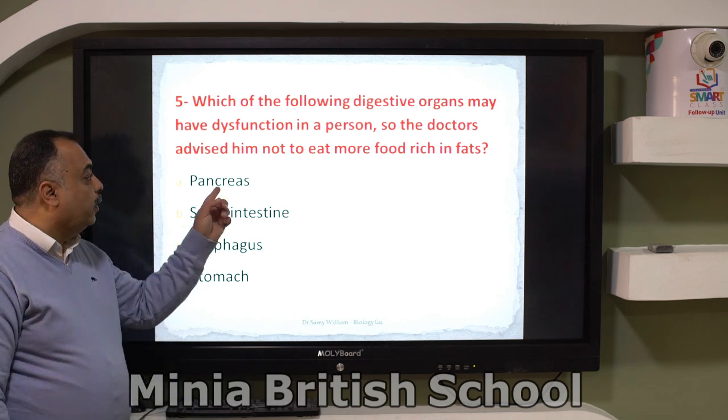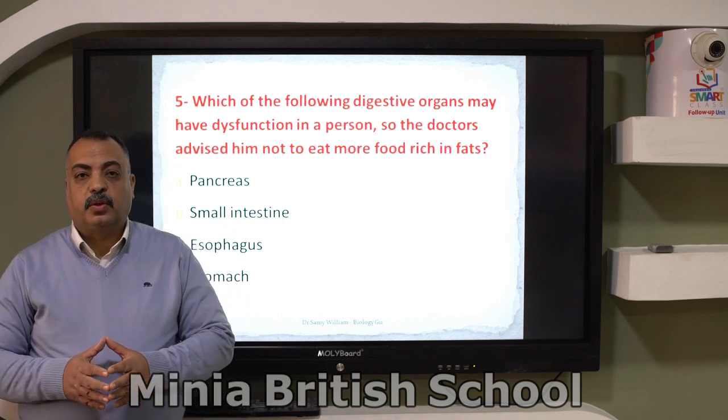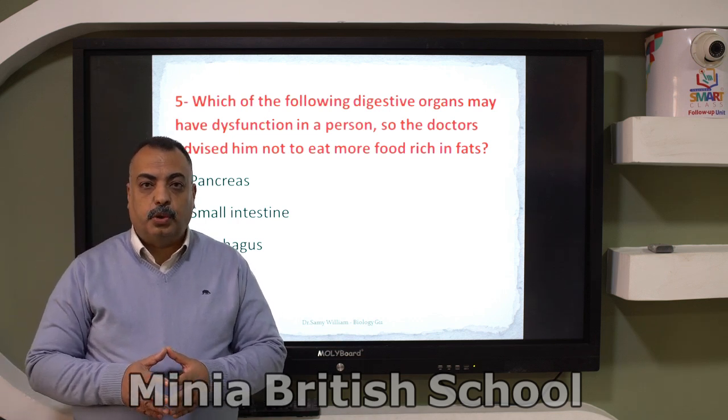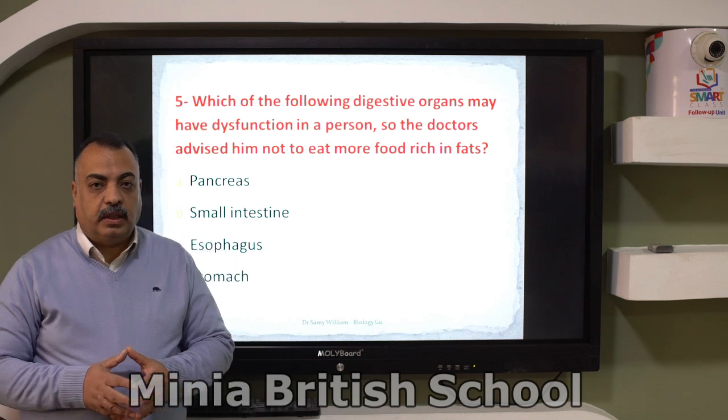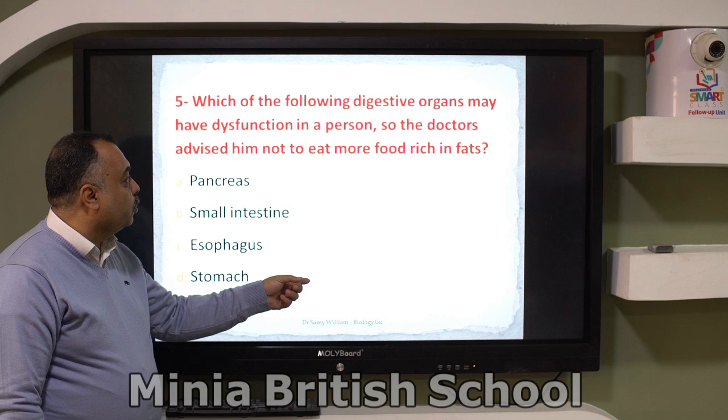Yes, of course, pancreas. Because we know that the pancreatic juice contains lipase enzyme, which digests the fat into fatty acid and glycerol. So pancreas is the right choice.